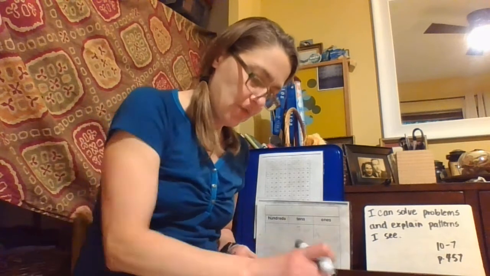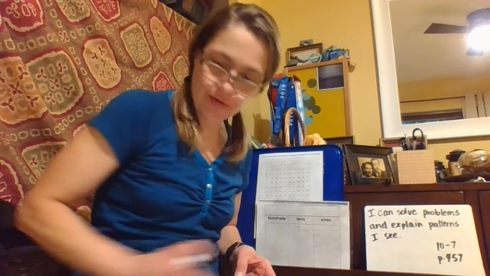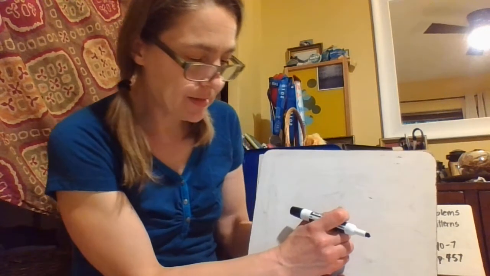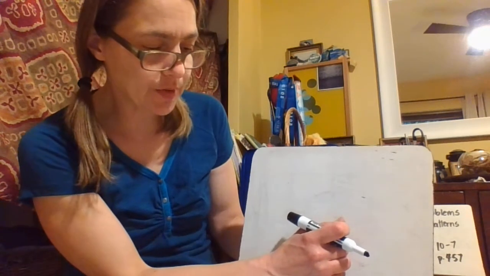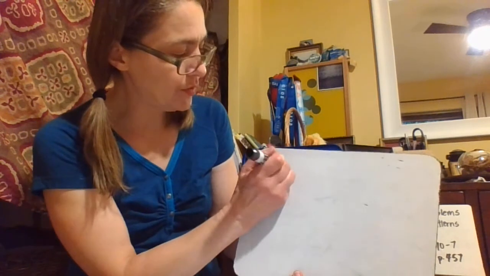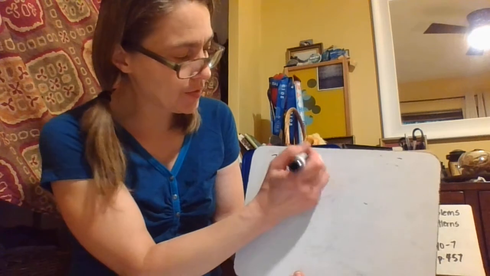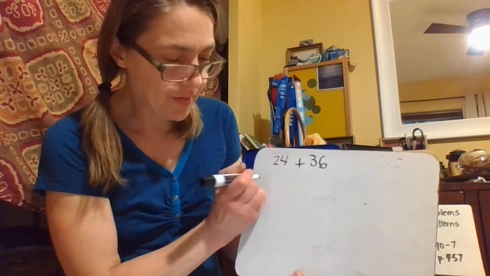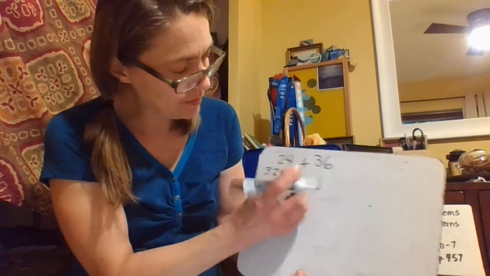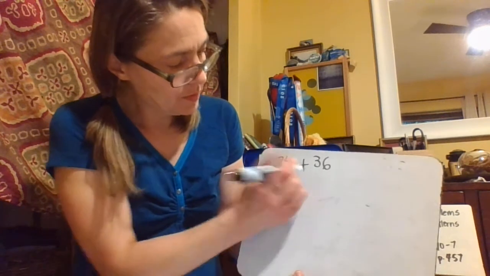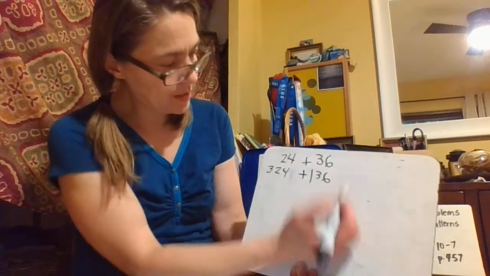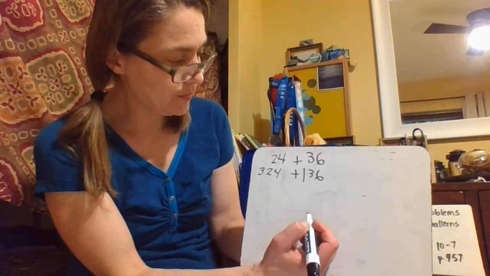And let's erase your whiteboard. And if you want, you can use your place value blocks now. And he's asking, how is adding 3-digit numbers like adding 2-digit numbers? So the 2-digit number is 24 plus 36. And the 3-digit number is 324 plus 136. So we're going to solve the 2-digit number first.